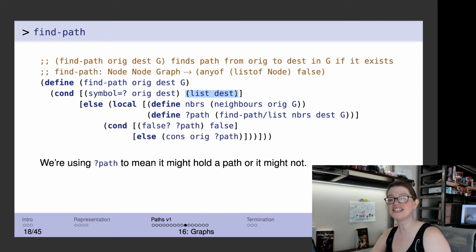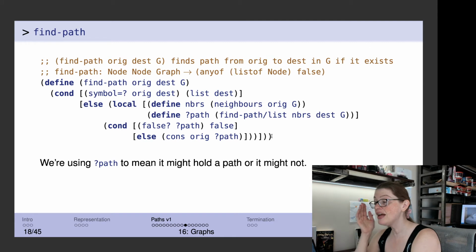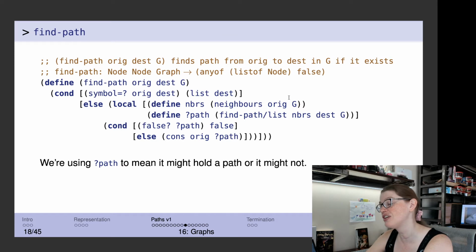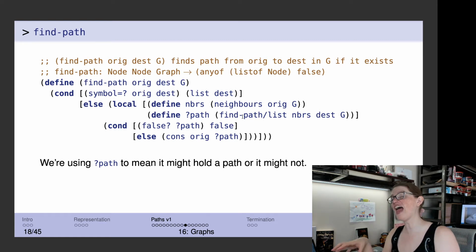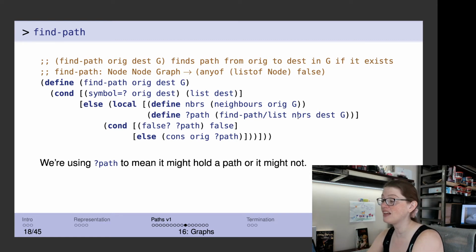If, however, this is not the case, then we need to check the neighbors of the current node. So in the else clause, you will see that we have a local, and it makes it kind of hairy. It's going to get worse. And we have made a constant where we are calling neighbors to get the neighbors of the current node. And then we have this very funny named question mark path that is going to search for a path through each of the neighbors of the current node and the destination. And we're going to call that find path list. We pass it the neighbors, the destination, and the graph G.